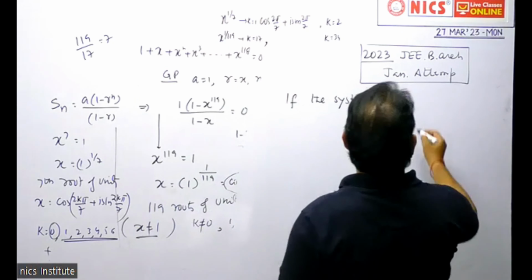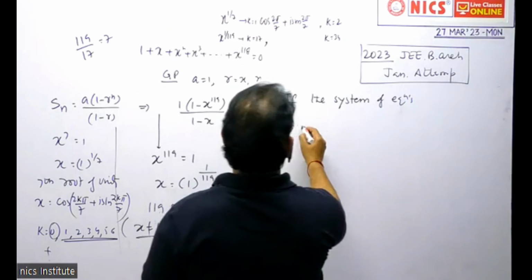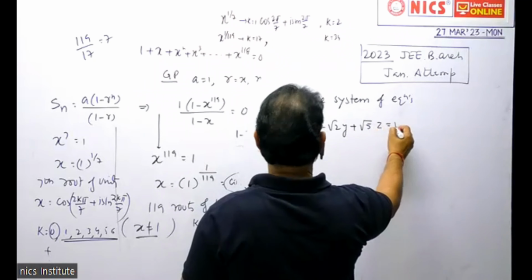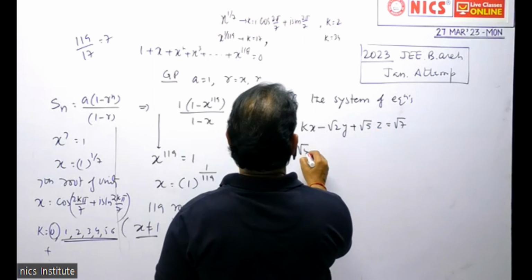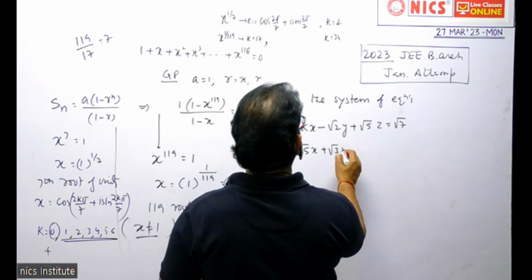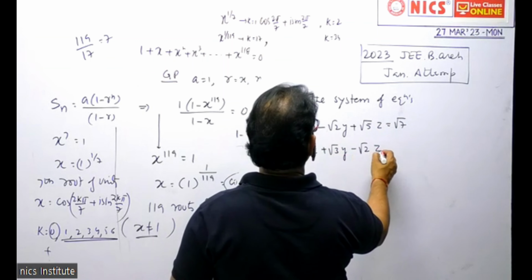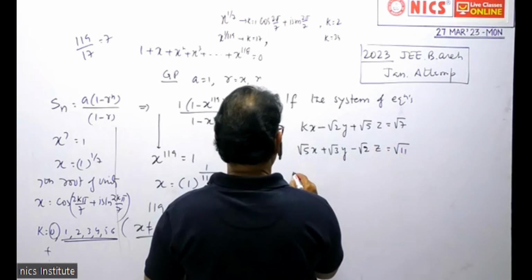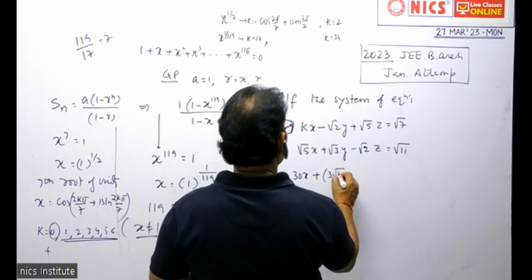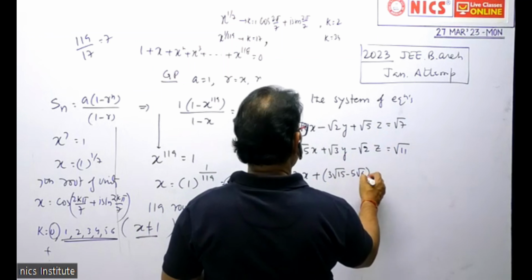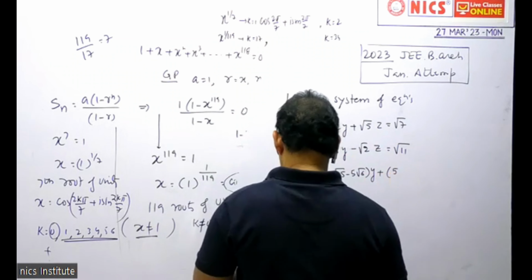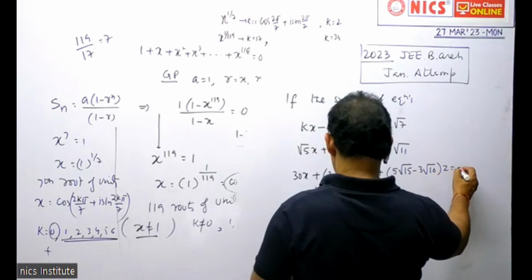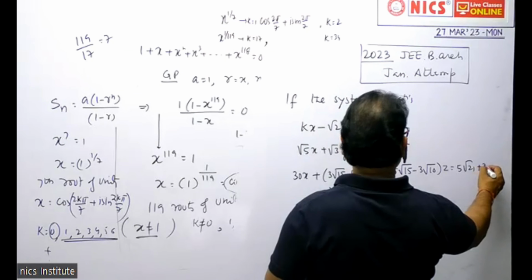The system of equations kx minus root 2y plus root 5z equal to root 7, root 5x plus root 3y minus root 2z equals root 11, 30x plus 3 root 15 minus 5 root 6y, 5 root 15 minus 3 root 10 into z equal to 5 root 21 plus 3 root 55.